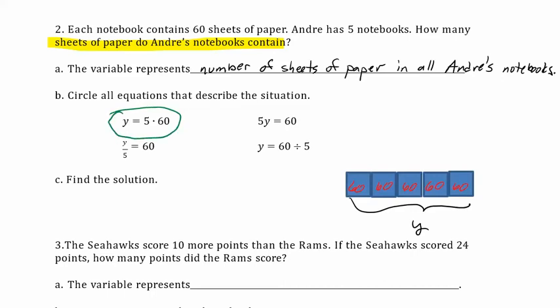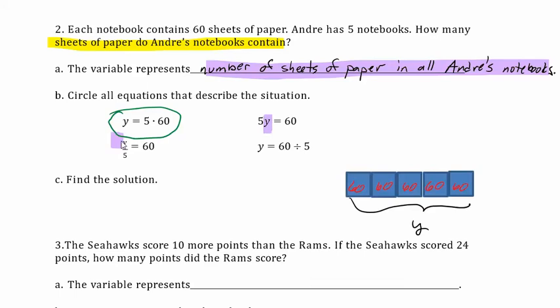All right, so certainly this first equation looks pretty good. Y equals 5 times 60, right? Because we have 5 60s added together. How about 5 times Y equals 60? Is that going to work? 5 times the number of sheets of paper in Andre's notebooks. Y is the total number of sheets equals 60. That's not going to work, right? Can you see that? 5 times the total sheets isn't going to give you 1 notebook worth. So that's not going to work.